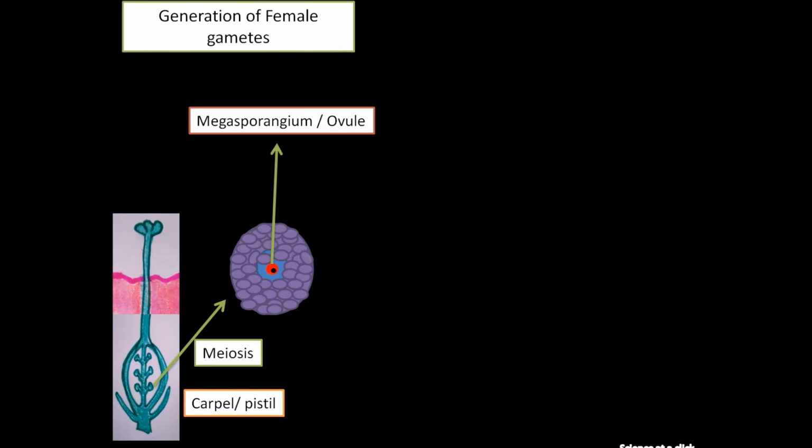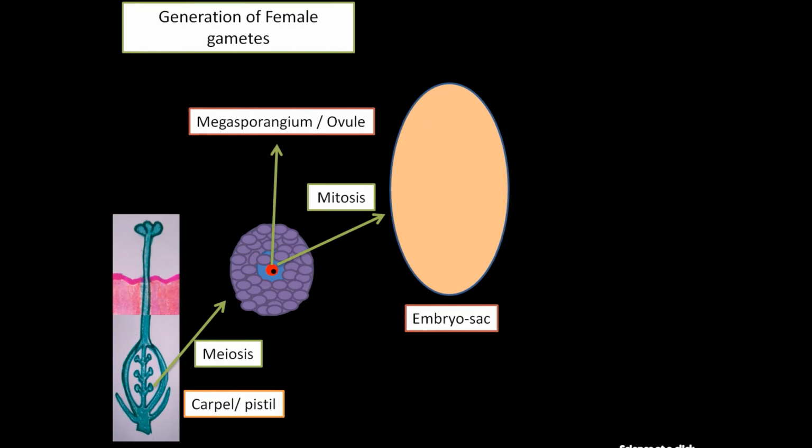Generation of female gamete. Carpel or pistil is the female gametophyte. The carpel has ovary. Inside the ovary, there are many ovules. We are considering just one ovule. This ovule is formed by the process of meiosis, which gets converted into a megasporangium. So, since it is a meiosis process, the cells produced are identical to each other. The megasporangium cells undergo the process of mitosis to form the embryo sac.